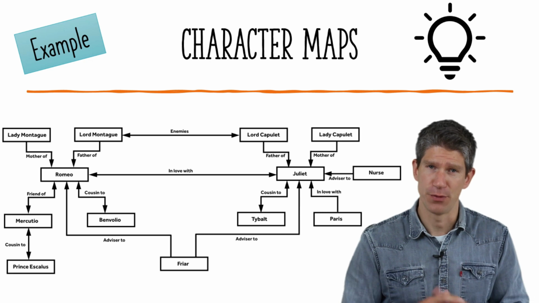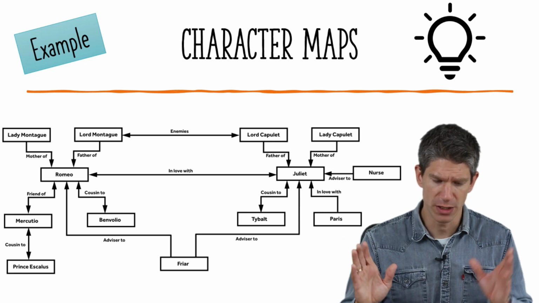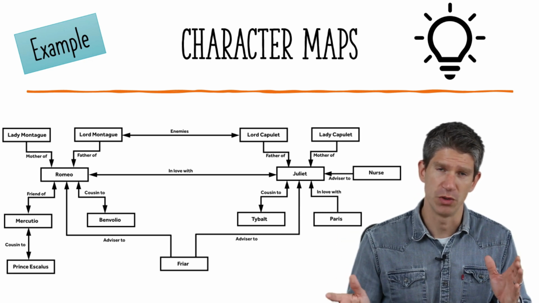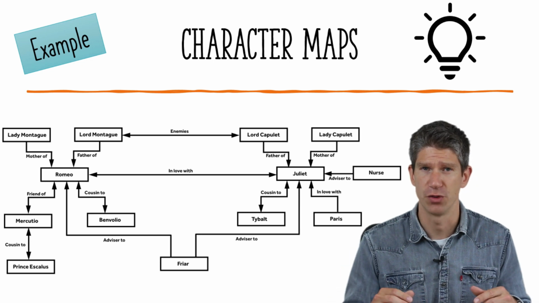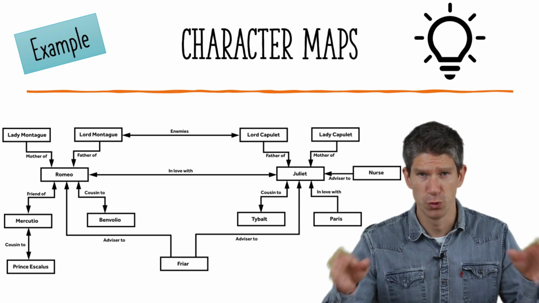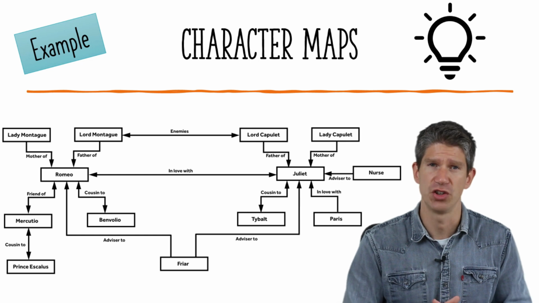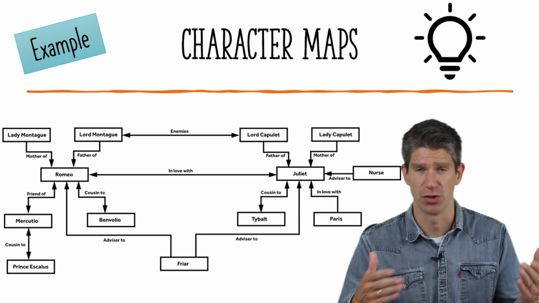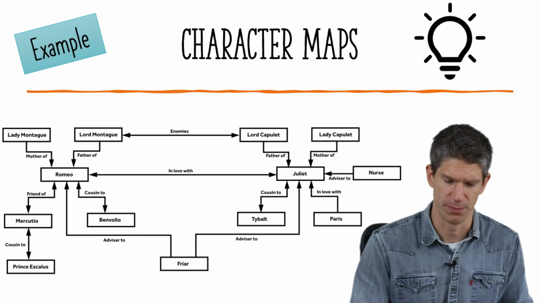Let's start with this first one. As you can see, we've got Juliet and Romeo on the two opposing sides, and then their families are clustered around them, which shows us who belongs together, and some of the relationships are marked. So for example, enemies or in love with, etc.